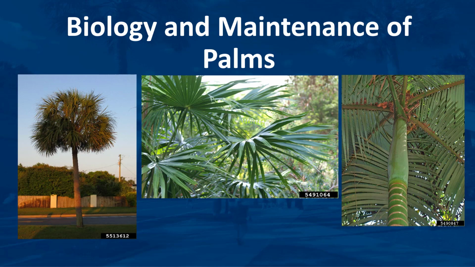Historically, humans have made good use of palms. Besides their pleasing aesthetic appearance in the landscape, food and wine have been derived from palms, and their fronds and trunks have been used for shelter construction.